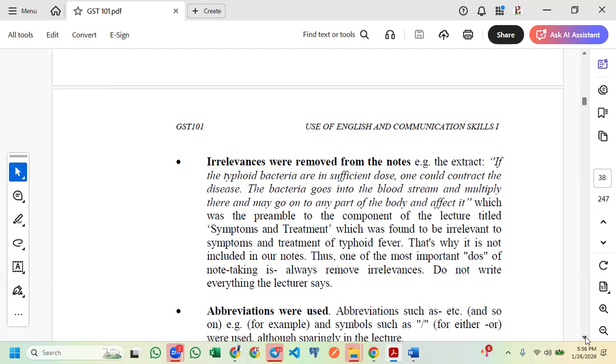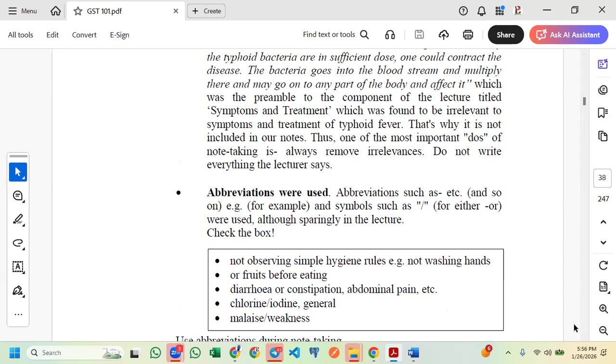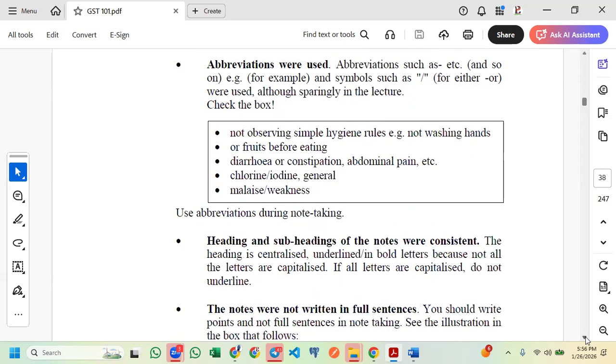So what are the do's and don'ts? One is that you should remove irrelevancies from the note. The second one is that abbreviations such as etc. and so on, e.g., for example, and symbols such as the division for either or were used, although sparingly in the lecture. They gave an example above, but we did not read that example because of the disk that is involved, and we no longer use disk in the school. So, first thing is irrelevancies were removed. The second thing is that abbreviations were used.